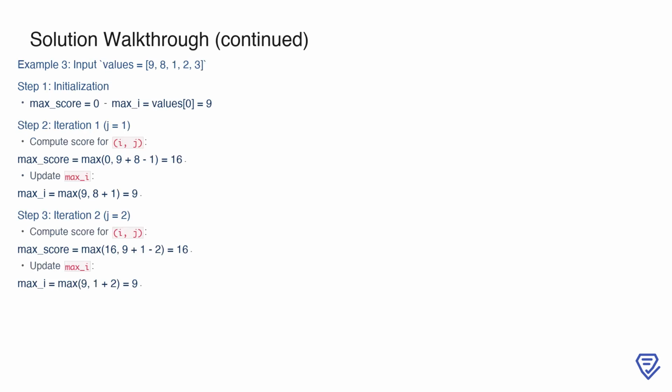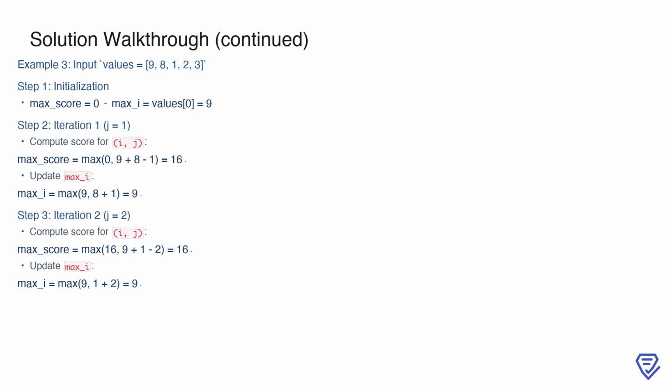In this third example, the input values are [9, 8, 1, 2, 3]. As always, we start by initializing max_score to 0 and max_i to the first value in the array, which is 9. For the first iteration, where j equals 1, we calculate the score for the pair (i, j). Using the formula, max_score = max(0, 9 + 8 - 1), which evaluates to 16. This updates max_score to 16. Next, we update max_i to max(9, 8 + 1), which results in max_i remaining 9.